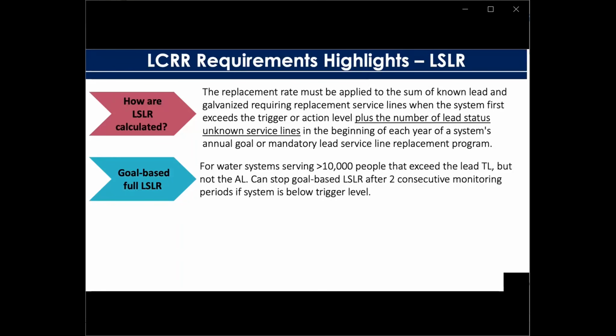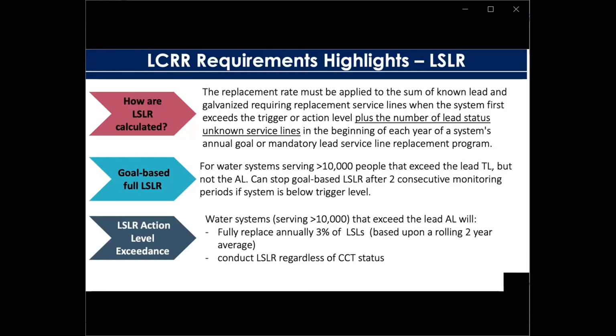The goal-based lead service line replacement applies to water systems that serve more than 10,000 people and exceed the lead trigger level. These systems must conduct goal-based full lead service line replacement at a rate approved by the state, such as MassDEP. Only full lead service line replacement counts towards the replacement goal, and the system can stop this goal-based replacement after they meet their replacement goal or after 2 consecutive monitoring periods below the trigger level.